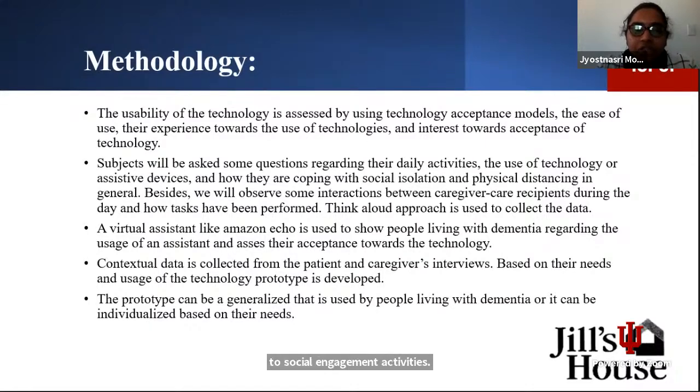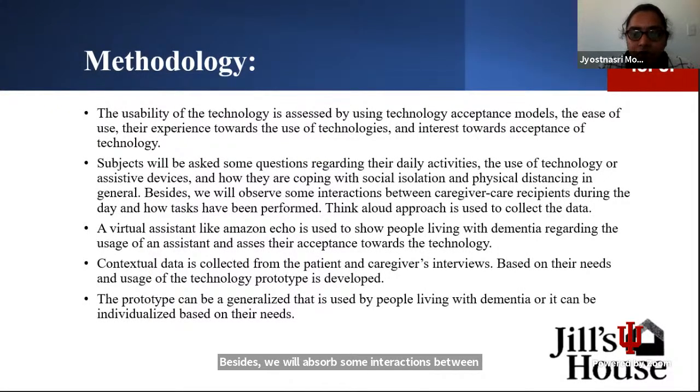So coming to the methodology, the usability of technology is assessed by using technology acceptance models: the ease of use, their experience towards the use of technologies, and their interest towards the acceptance of the technology. Subjects will be asked some questions regarding their daily activities and the use of technology or assistive devices, how they're coping with social isolation and physical distancing in general. Besides, we will observe some interactions between caregivers and recipients during the day and how tasks have been performed.